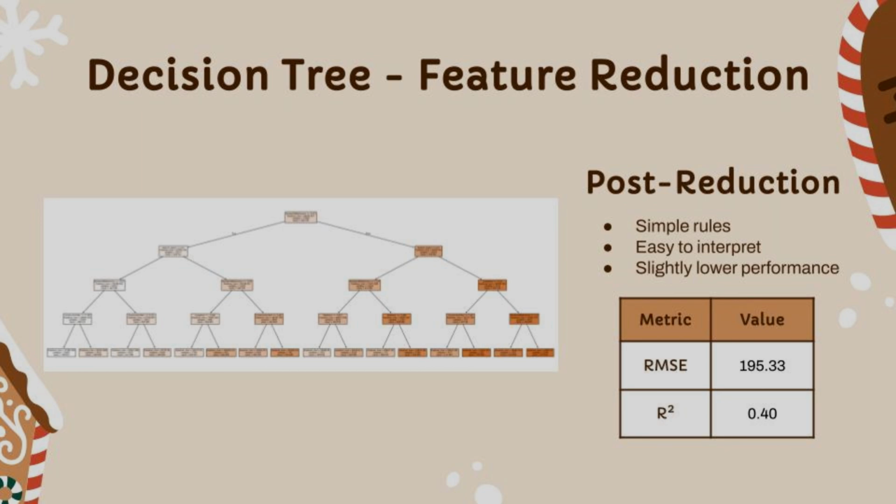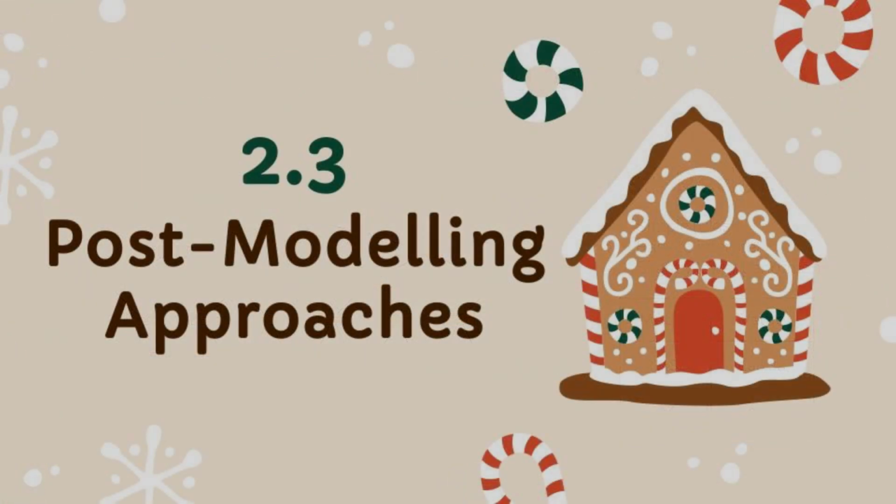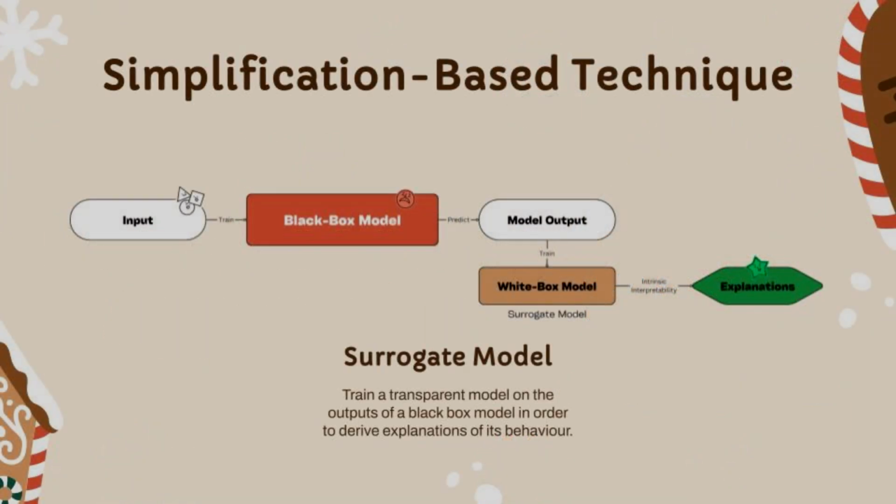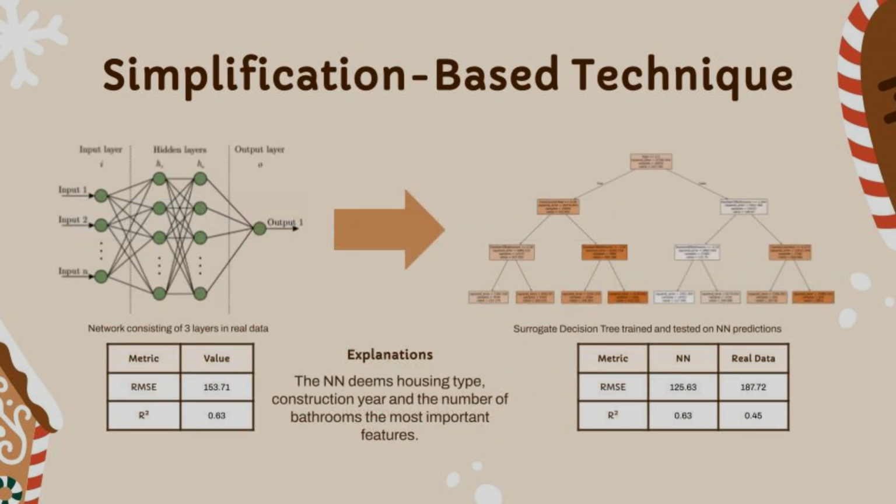Going over the post-modeling approaches, we had to develop three different kinds of approaches, and we're going to begin with the simplification-based technique. For this technique, we chose surrogate explainability, which is based on the idea that training an interpretable surrogate based on the predictions of a black box model allows us to explain the decisions of a black box model. So we developed a multi-layer perceptron network with 3 layers, and it had a root mean squared error of 153 and an R-squared correlation of 0.63.